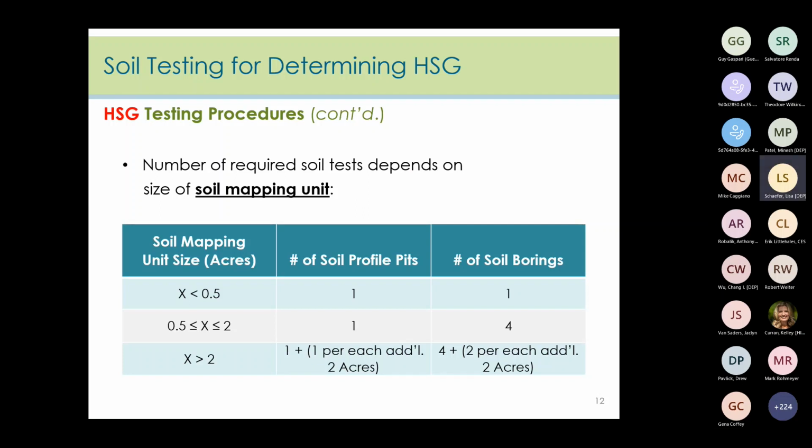Next is the required number of soil profile pits and soil borings that are required for soil testing to determine HSG. So for each soil mapping unit that is less than 0.5 acres, 1 pit and 1 boring are required. For each soil mapping unit between 0.5 and 2 acres, 1 pit and 4 borings are required. And then for each soil mapping unit greater than 2 acres, 1 pit plus 1 pit per each additional 2 acres, and 4 borings plus 2 more borings per each additional 2 acres are required.